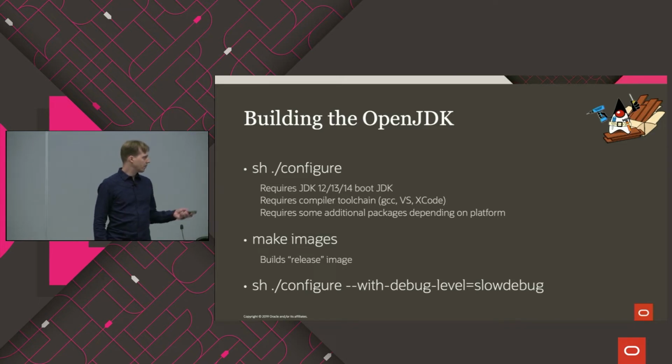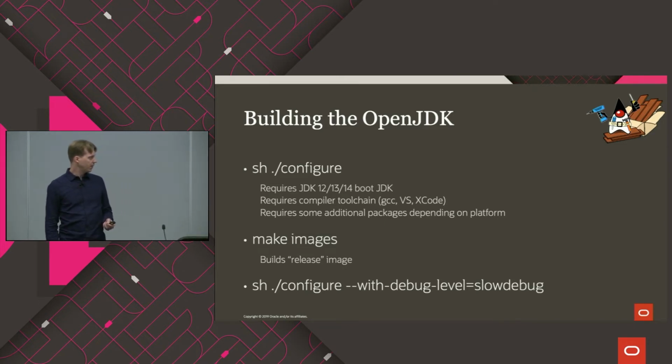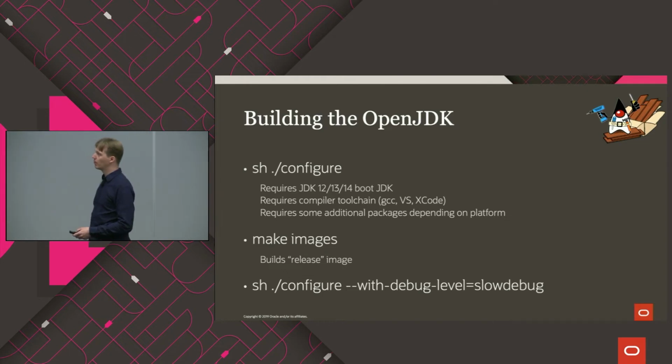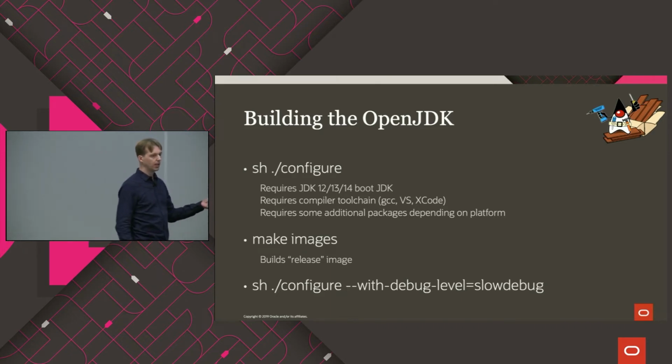Then we go ahead and run make. Make images is a target that will build the entire release image. So that's something that is fairly close to what we actually release as early access builds. It will not have any debug code in it. There will not be any asserts or anything like that. It will be an optimized image.